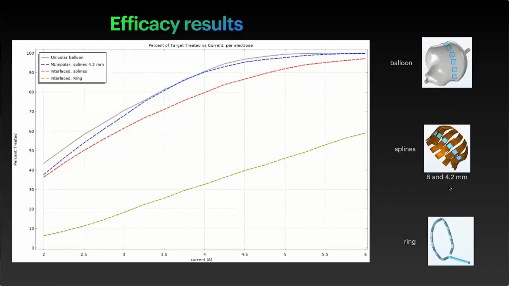And again, you can look at this later in the recording. There's a lot of data in that slide that I just showed you. But again, a unipolar balloon, one electrode at a time, had very good performance. Then you can compare that to the splines at 4.2 millimeter, all fired at once, simultaneously in a one-shot manner. Then you have the interlaced splines in dashed red. That's an interlaced system. And then you have the interlaced ring, which again did not perform very well.